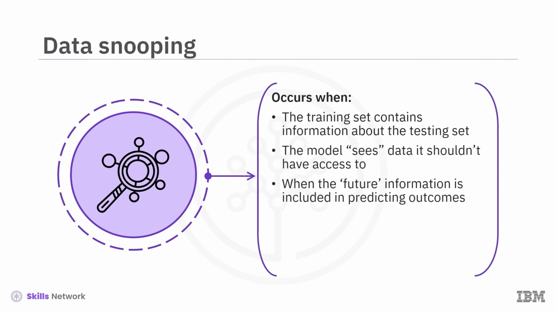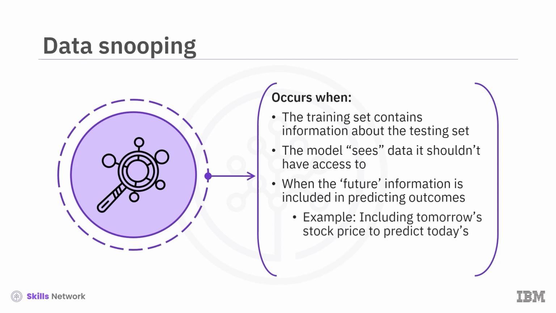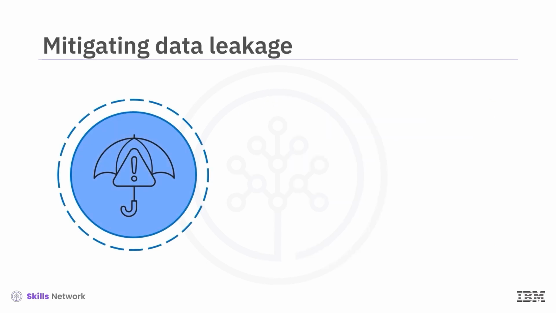This can occur when you include future information when predicting outcomes, such as tomorrow's stock price to predict today's. It can also take place while engineering new features using the entire dataset. Data processing pipelines should be run independently on the training and testing data. To mitigate the data leakage risk, you must carefully select training and testing data. If any future data leaks into the training data, you have a problem.